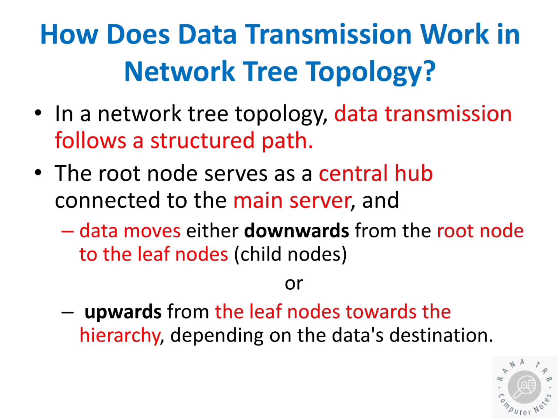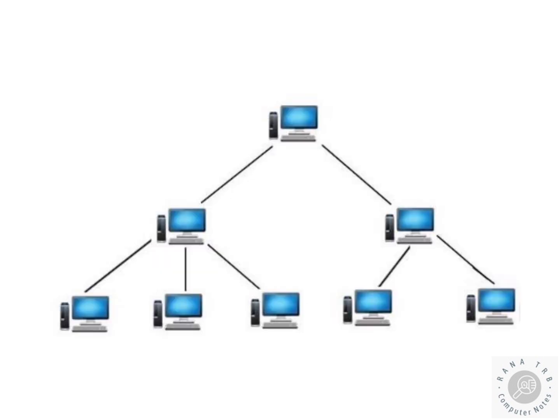How does this tree topology network work? Here, data transmission flows in a structured path. The node at the top, the root node, serves as a central hub and connects to the main server. Data can move either in a downward or an upward direction, that is either from the root node to the leaf node or from the leaf node to the top node, the root node, depending upon the data destination. This is the diagrammatic view of a tree topology. The top layer is the root, the middle is the intermediate nodes, and the last layer is the child nodes. Data can be transferred either upward or downward, depending upon the destinations.